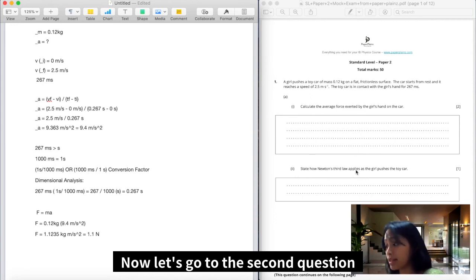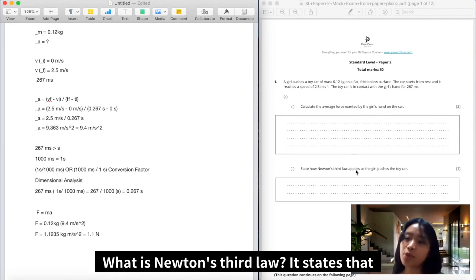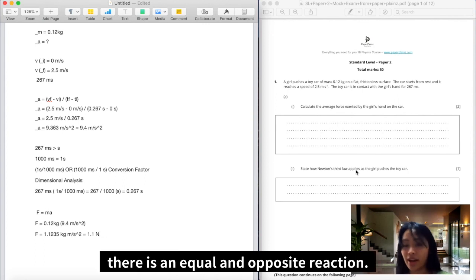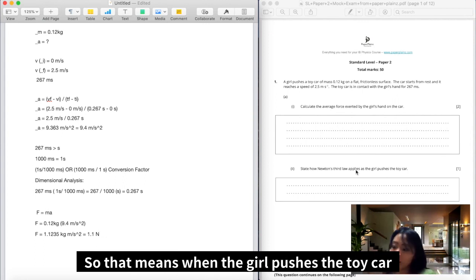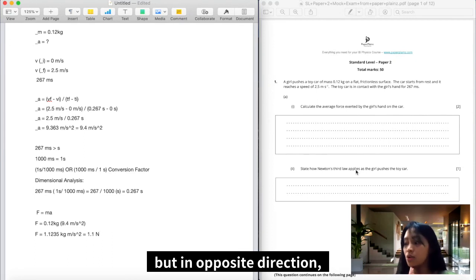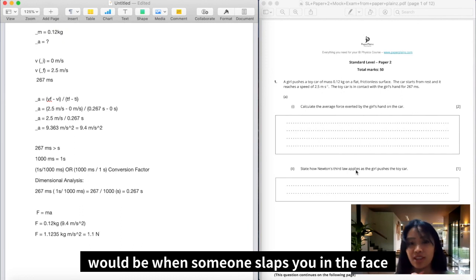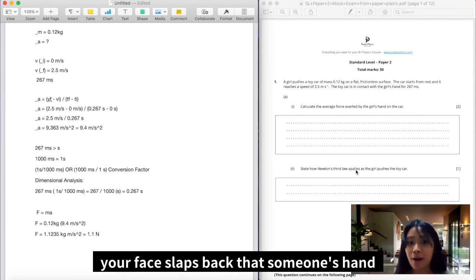State how Newton's third law applies as the girl pushes the toy car. What is Newton's third law? Newton's third law states that for every action, there is an equal and opposite reaction. So that means when the girl pushes the toy car, the toy car pushes her back, but in the opposite direction. A good example would be when someone slaps you in the face, your face slaps back that someone else's hand.